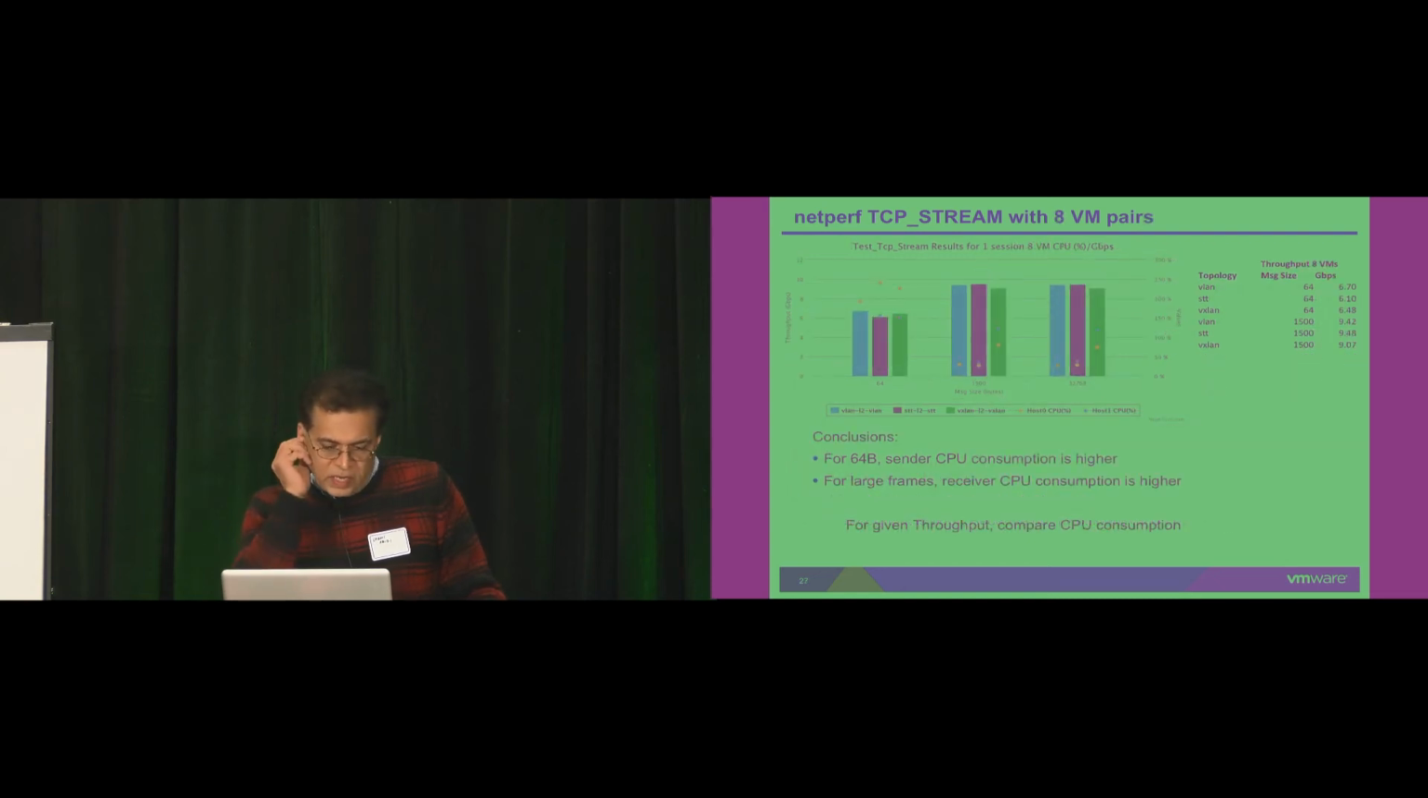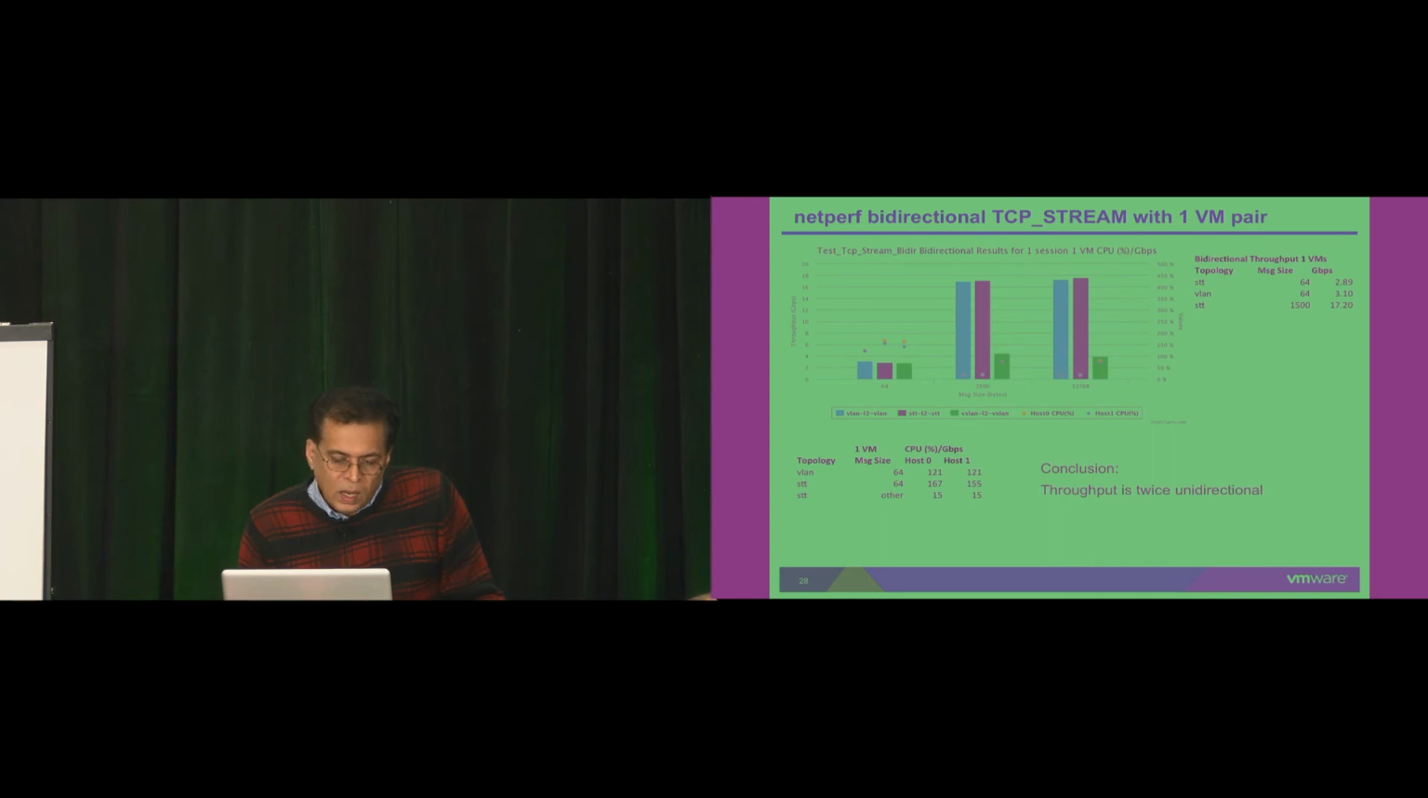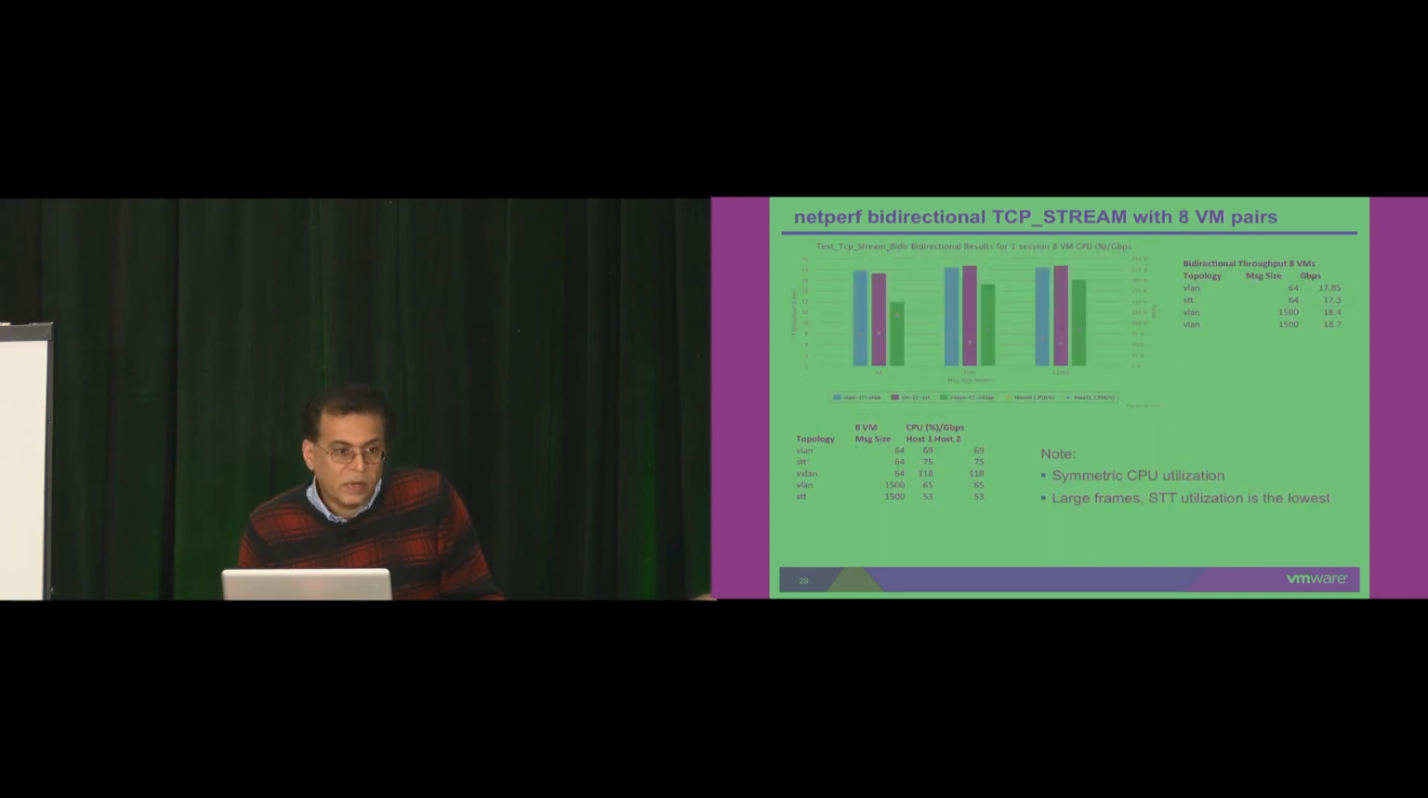Moving on, we repeat the same test for 8 VM pairs. For example, for a topology where you've reached line rate, you can look at the CPU utilization and see that for STT, the CPU utilization is much lower than for VXLAN in this case. Let's see. Okay, I'll just skip over that. I'm running out of time.